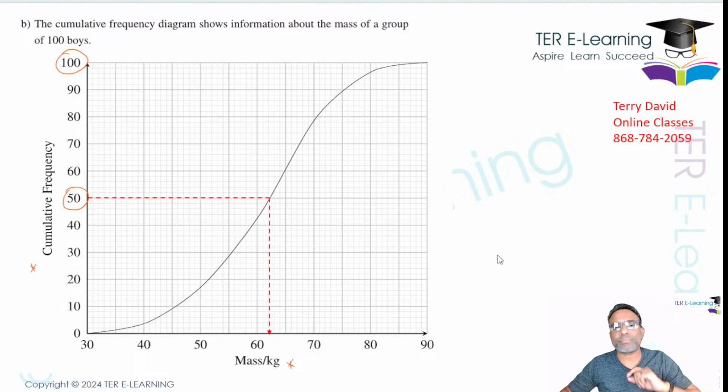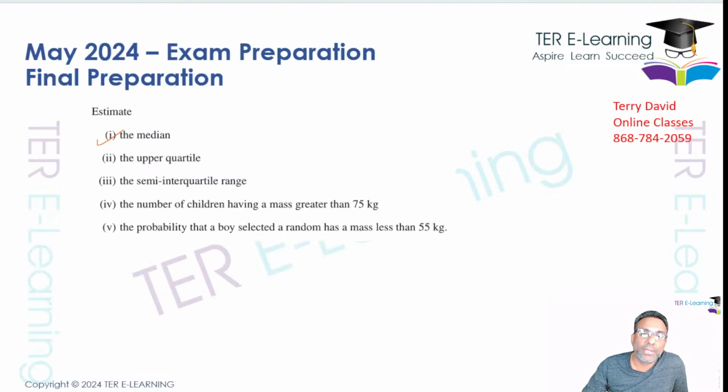Right, so what we're going to do, you have 100 boys, so we're going to read off at 50. When you read off at 50 here, according to my graph, I'm getting around 62 kilograms as my median. Now remember, it's an estimate here, so this is about 62 kg.